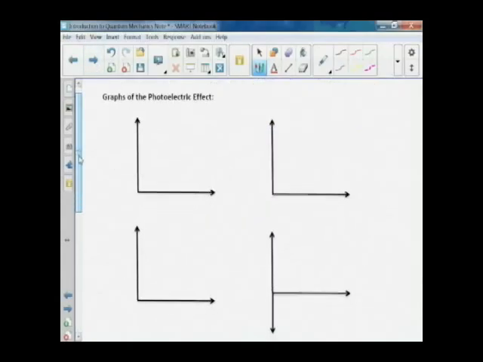Favorite? Okay. Now again, except for the last one, you just need to have a qualitative understanding of what the graphs look like. The last graph that we do, we're going to analyze quantitatively. The first two graphs we're going to deal with intensity on the x-axis, the light intensity.